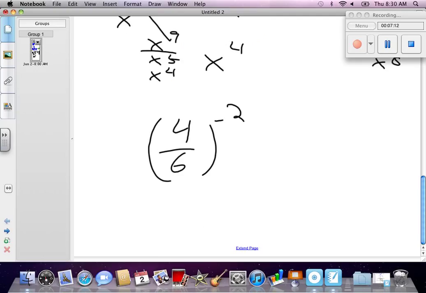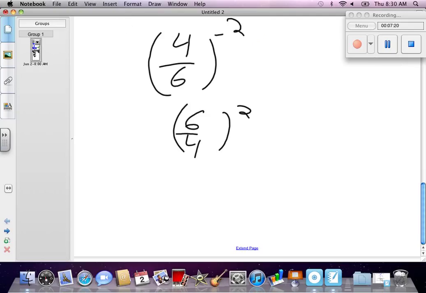What are we going to do? We flip it, right? We get 6 over 4 squared. If you flip it over, we can change the exponent from negative to positive. Okay? What's 6 times 6? What's 4 times 4? 36/16 would be B.